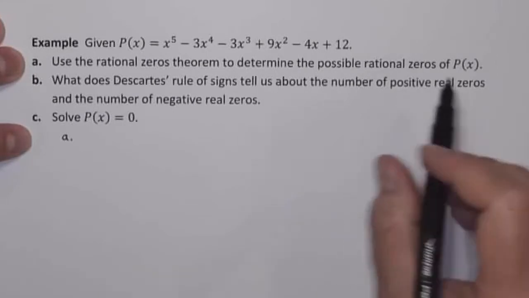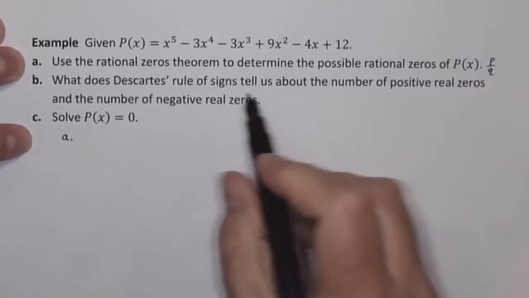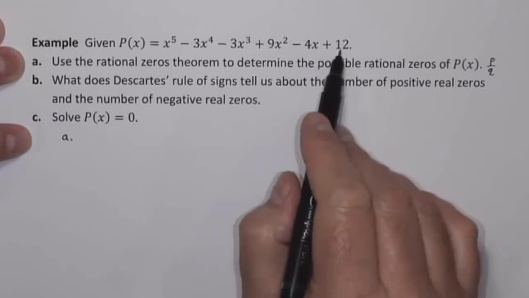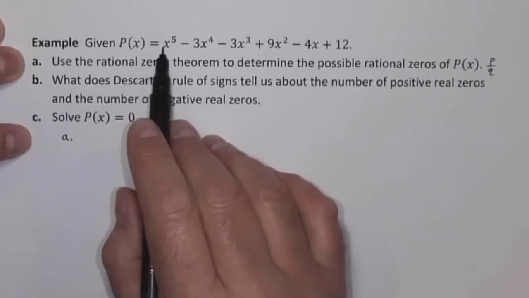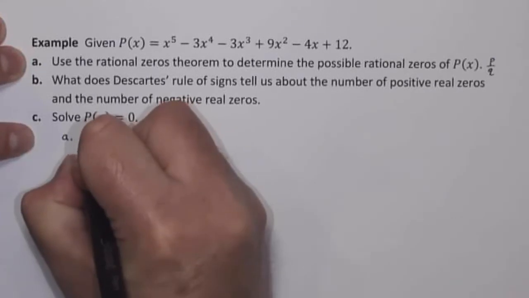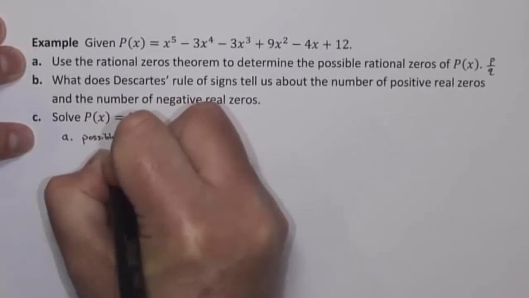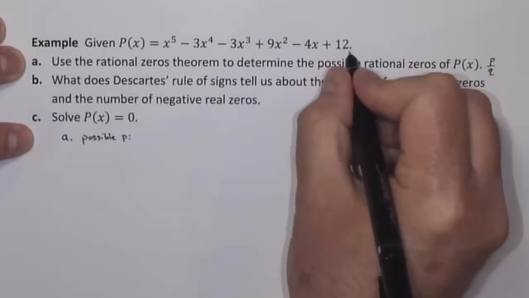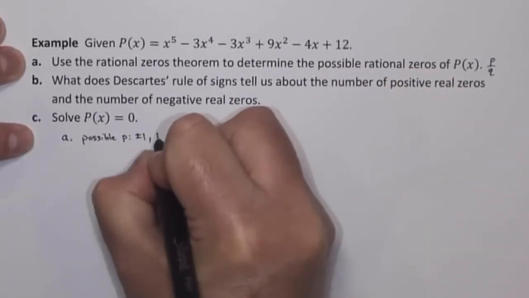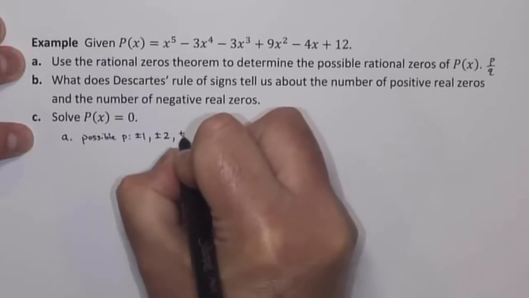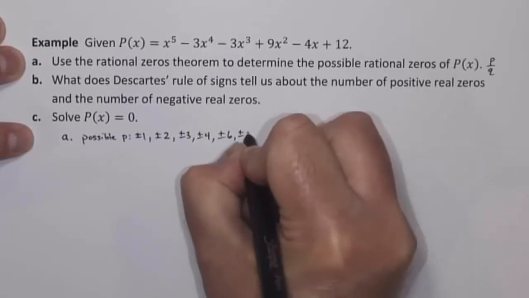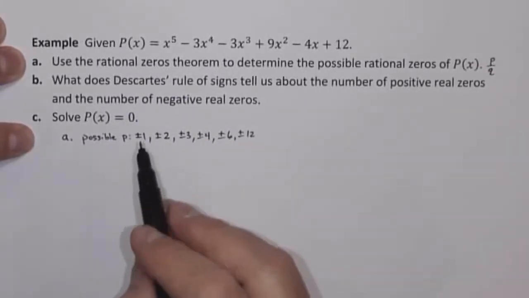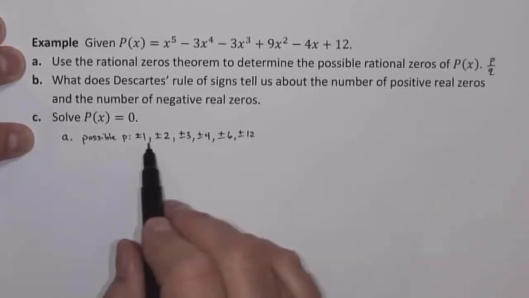So remember, if a rational zero, p over q, is a zero of our polynomial function, then p has to be a factor of the constant, in this case 12, and q has to be a factor of the leading coefficient, which in this case is 1. Okay? So the possible values of p are the factors of 12, which would be plus or minus 1, plus or minus 2, plus or minus 3, plus or minus 4, plus or minus 6, and plus or minus 12, because 12 can be divided by all of these values.